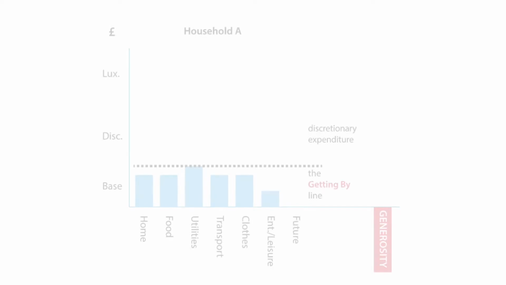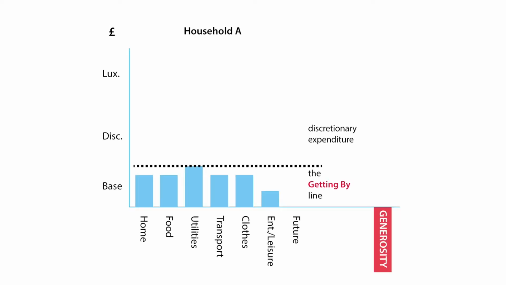And so I'd like you really just to think about those issues for a few more minutes, and I'm going to drill down into these graphs a little bit more. I want to show you household A. Here's household A. You can see this is a household that is living below the getting by line.